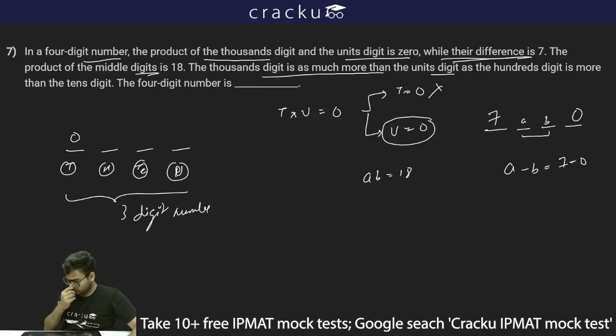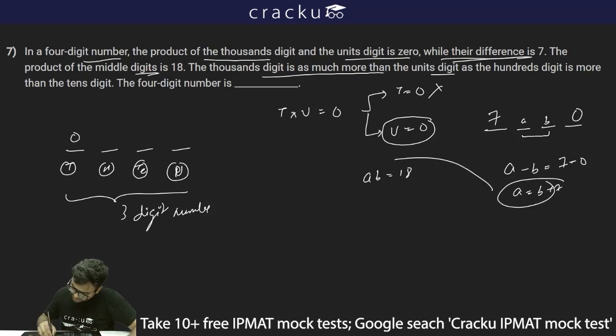A minus b is equal to 7 minus 0, or I can write a is equal to b plus 7. Now instead of a, I can just write here b plus 7. So b into b plus 7 is equal to 18. b square plus 7b minus 18 is equal to 0.